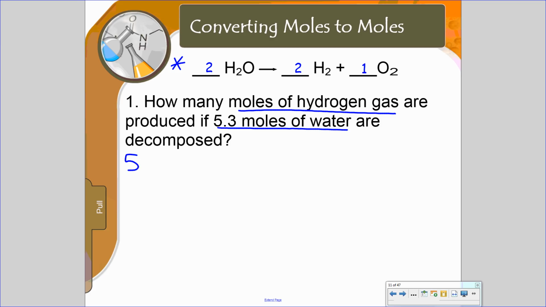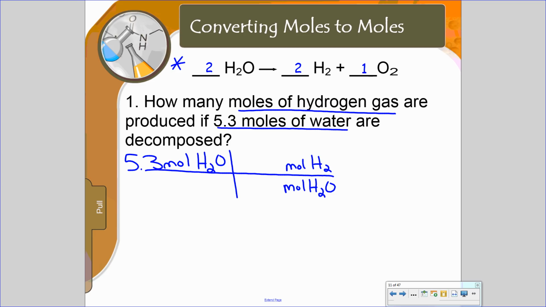So now we're going to start by writing down our given after we balance our equation. We have 5.3 moles of water. Notice that I'm writing the unit and the substance. And whatever unit's up top, we're going to put down on bottom, just like we've always done. Instead of going from moles of water, we want to go from moles of water to moles of hydrogen. So we're going to go to moles of hydrogen. And then this is that mole ratio. Where do we get our mole ratio from? The balanced equation. So what's in front of hydrogen? A 2. What's in front of water? A 2. And notice that I've written down the substance and the unit each time. You are required to do that.